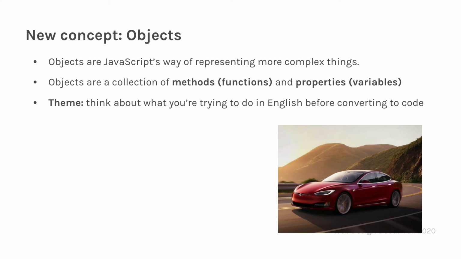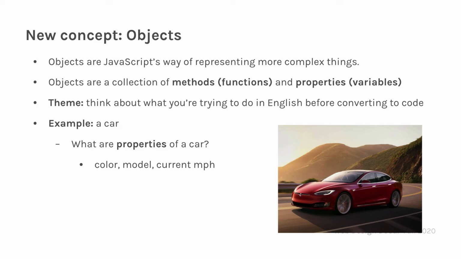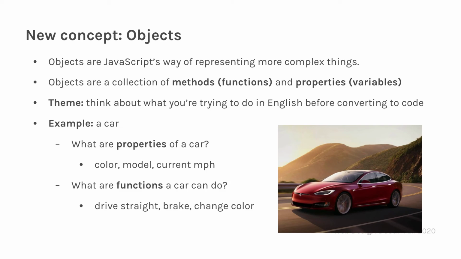So let's say I want to design a car. How would I make an object for this? What are the properties of a car? You could probably argue that the properties of a car include the color of the car, the model, the current miles per hour it's going at, or even the owner. You can make a lot of different properties. But what are some functions that we can create for a car too? What can a car do? It can drive straight, it can brake, it can change colors, maybe not in real life, but in a game. And it could turn, things like that.